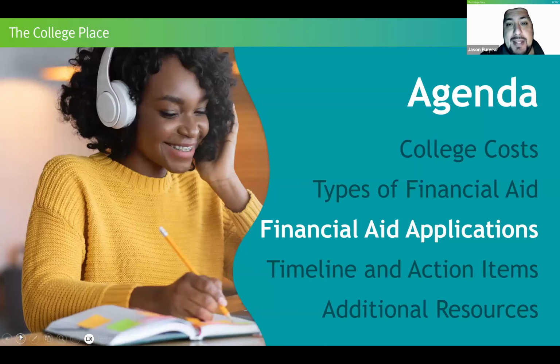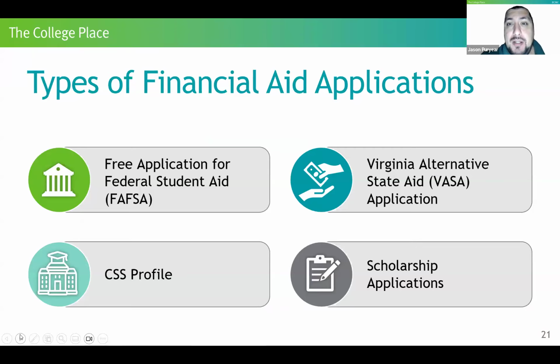In terms of financial aid applications in Virginia, these are primarily the applications we'll be dealing with in the financial aid process. Every student in Virginia, regardless of their status, will be filling out either the FAFSA, the free application for federal student aid, or the VASA, the Virginia Alternative State Aid application, not both. And the VASA is not for every Virginian to fill out in this process.